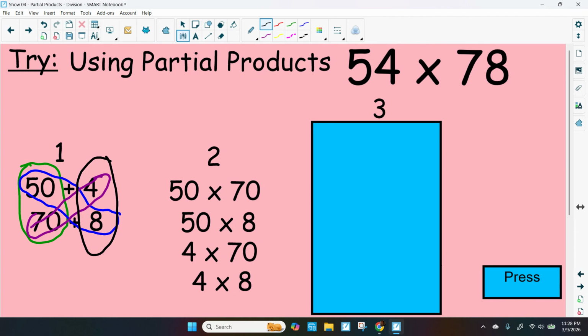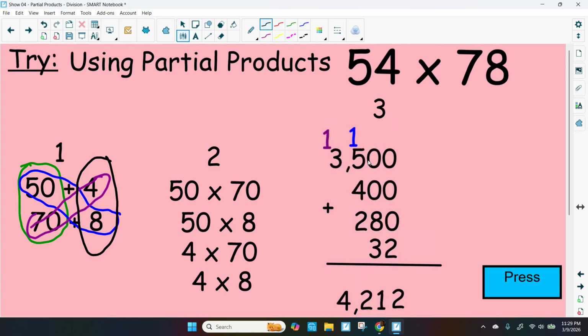So multiply it. 50 times 70. Well, I do a shortcut. 5 times 7 is 35, and I add 2 zeros to that, so that's 3,500. 50 times 8. 8 times 5 is 40, and put a 0 at that, so that'll give you 400. And 4 times 70, well, 4 times 7 is 28, and put a 0 there, so that'd be 280. And 4 times 8 is 32.